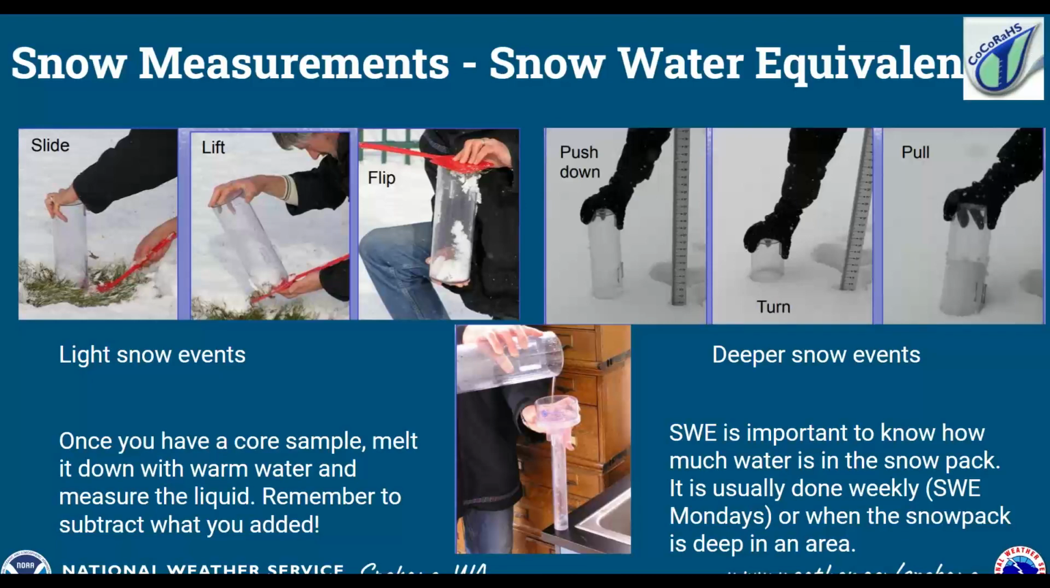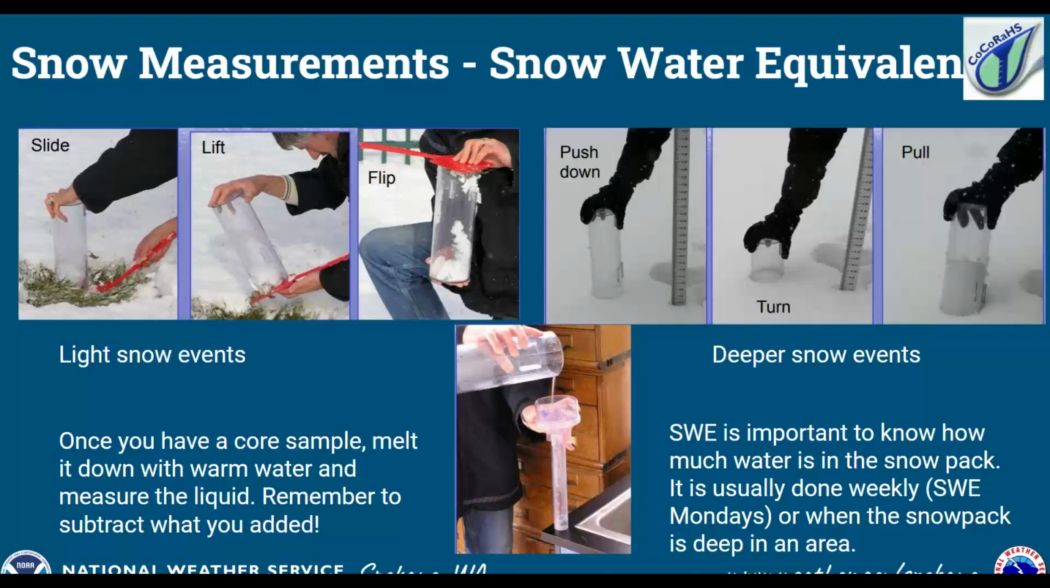So once you get that snow in the 4-inch gauge, you bring it in, and just like you did with the daily precipitation, you got to melt it down. So to do that, we're going to add warm water that you've pre-measured in that inner tube to melt it down, and then take a total measurement of the liquid, but remember to subtract out that additional part that you added. Now, SWE measurements are very important, especially when we have a big, thick snowpack, letting us know how much water is in the snowpack.